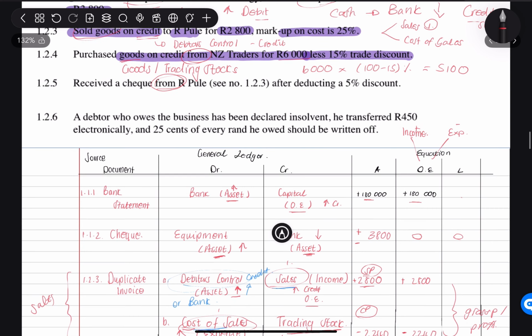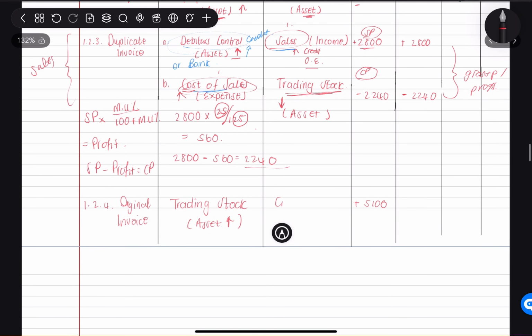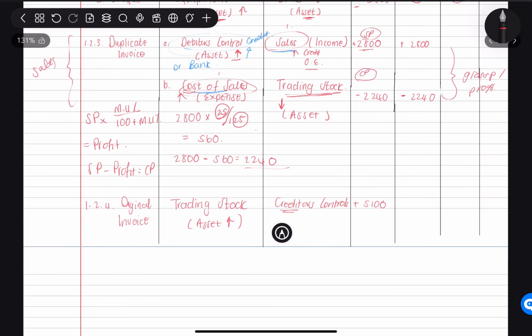What else do we have? We were told we bought on credit. So NZ Traders is then our creditor. So then we have creditors control. Our creditors increase on the credit side. Yes, the name does give it up. Okay, this is a liability.